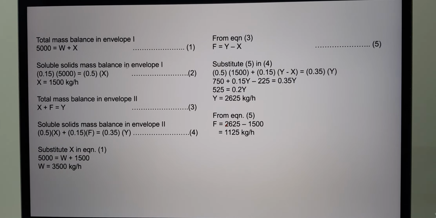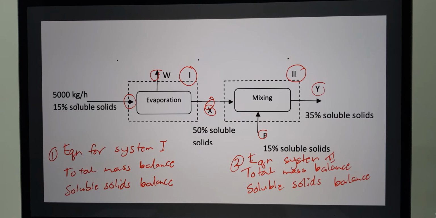And then the soluble solid mass balance for system number 1. We already know 15% times 5,000, 15% soluble solid in the inlet. And then the outlet is 50% soluble solid in X. W, during evaporation, it will evaporate water. It only evaporates H2O. No soluble solid will be evaporated. So 100% of the soluble solid goes out from the channel of X. W is only meant for water.